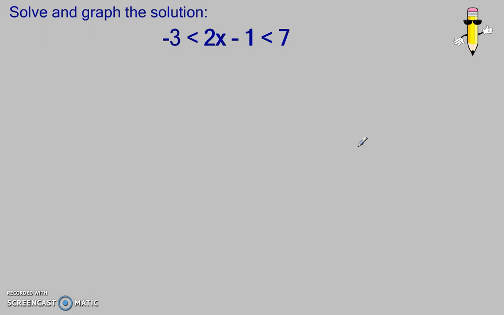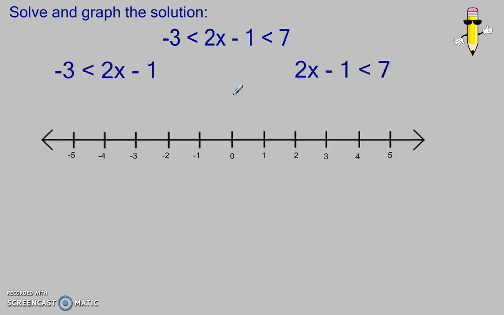Alright, solve and graph the solution. Go ahead, pause, and practice this yourself. Make yourself a graph. Solve the two. Go ahead, hit pause. Okay, first thing you should do, split it up on either side, and then solve. We're adding 1. Same thing here, adding 1.